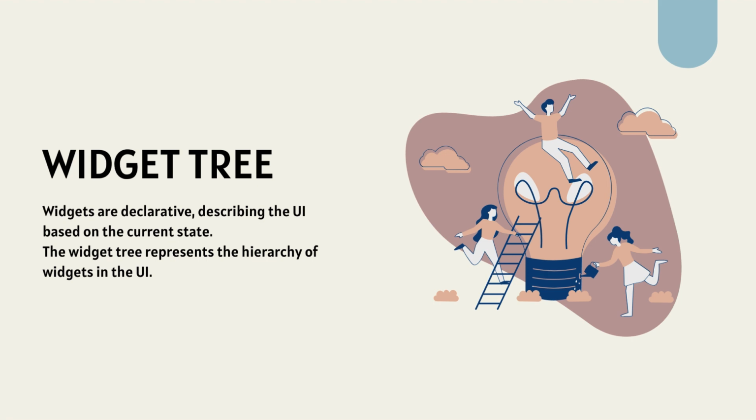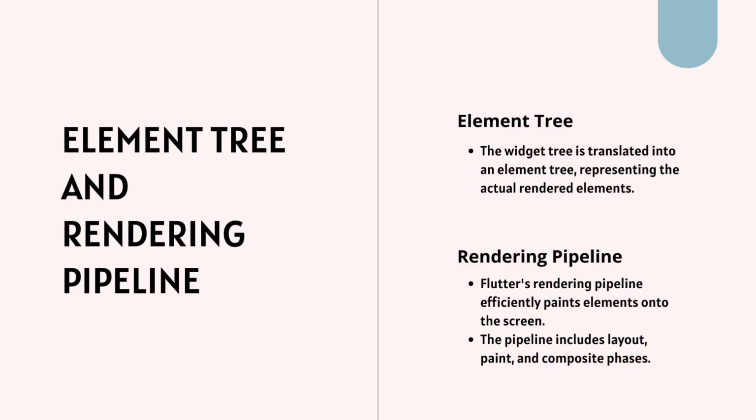Let's talk about element and rendering pipelines. Elements are an internal representation of widgets and are part of the element tree. Elements are mutable and correspond to instances of widgets in the widget tree. They maintain the state and life cycle of widgets during rendering purposes. The widget tree is translated into an element tree representing the actual rendered elements.